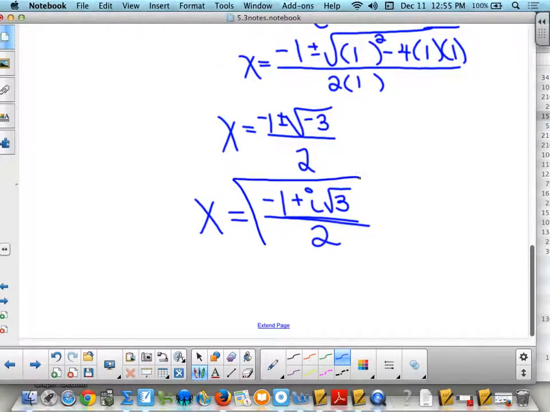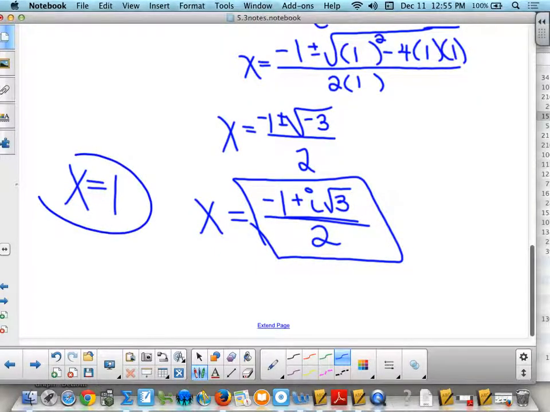What are the other solutions? Right there. What was the solution up there? Was it 1? Yeah. So you've got how many solutions? 1 solution. Whoops, I forgot my minus sign. 2 solutions. 1, 2, 3. There are 3 total solutions up here. 2 of them are imaginary. 1 of them is real.